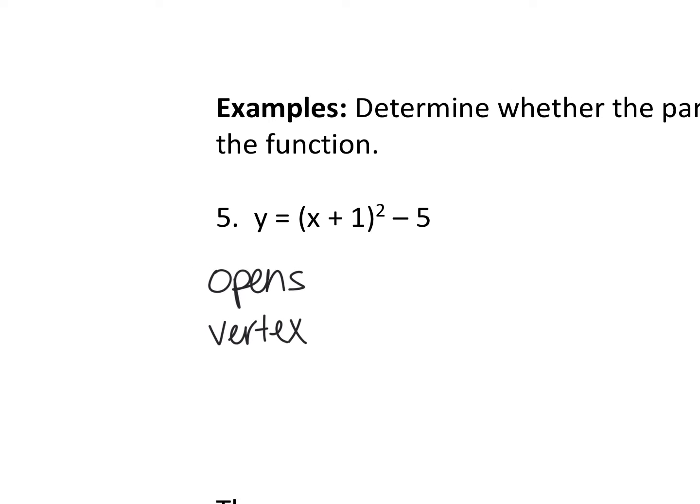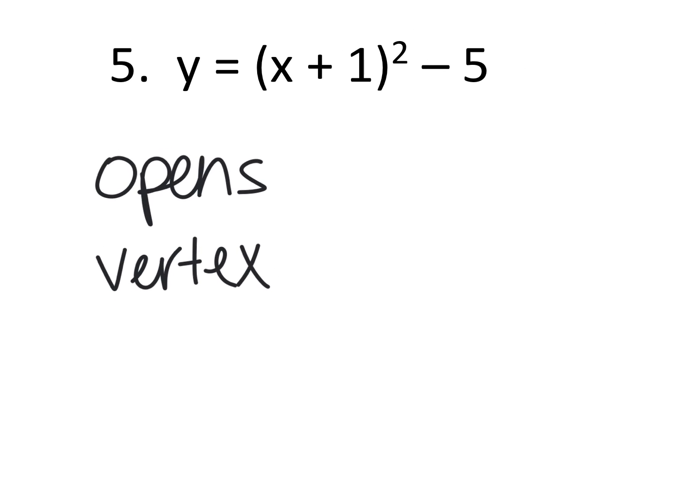Number 5, does it open up or down? Up, because there's no negative in front, so it's not been reflected. The vertex, let's see, it gets shifted left 1, down 5. My vertex is where, Audrey, what's my vertex? Yep.